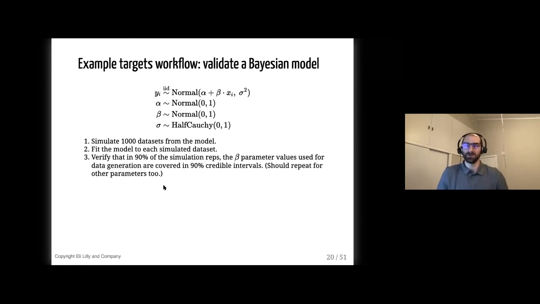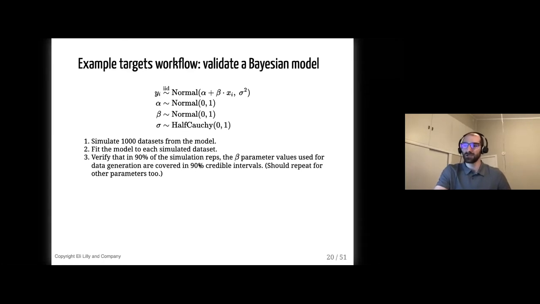One of the ways to do this in a Bayesian setting is to simulate data sets from this model multiple times and fit this exact model to each data set. Then for each model fit, we take the 90% credible intervals for parameters. Credible intervals are kind of like confidence intervals, but have a different interpretation and are calculated differently. But they're very similar.